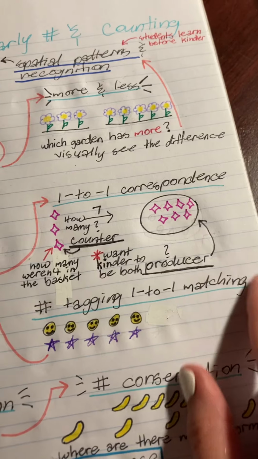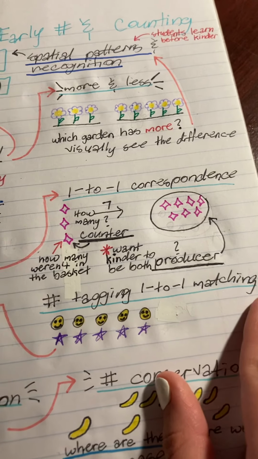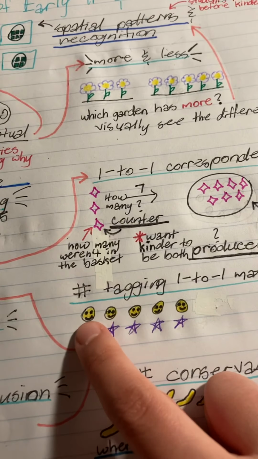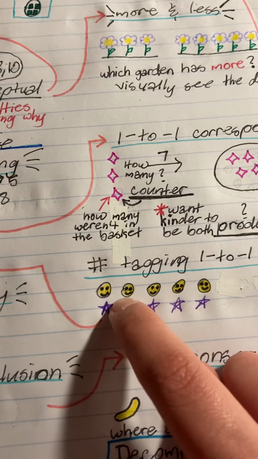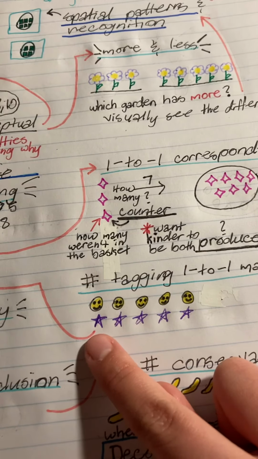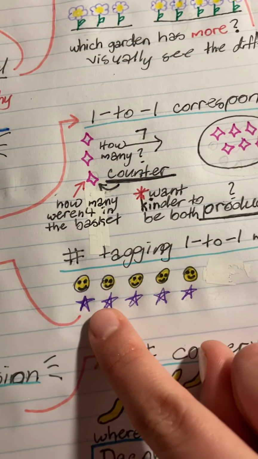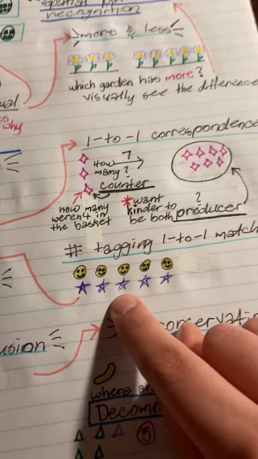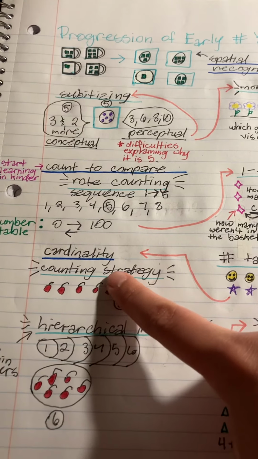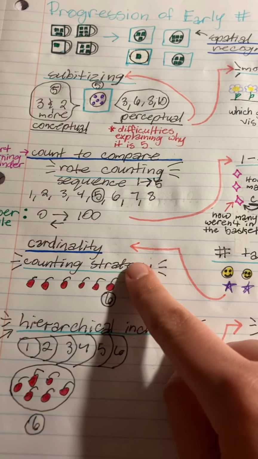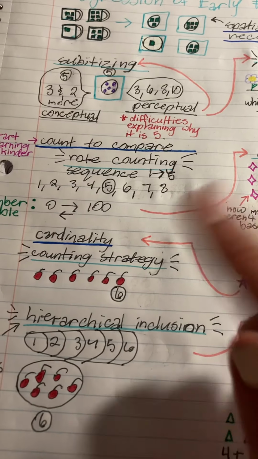And so from there, the number tagging from 1 to 1 matching is that with each of these smiley faces, they go to each star, and so they know that there's obviously none left over, and so each of these belong to one of the smiley faces. Then from there, you reach cardinality, which is when a certain amount of items are being counted, and then the last number in the sequence is the quantity.